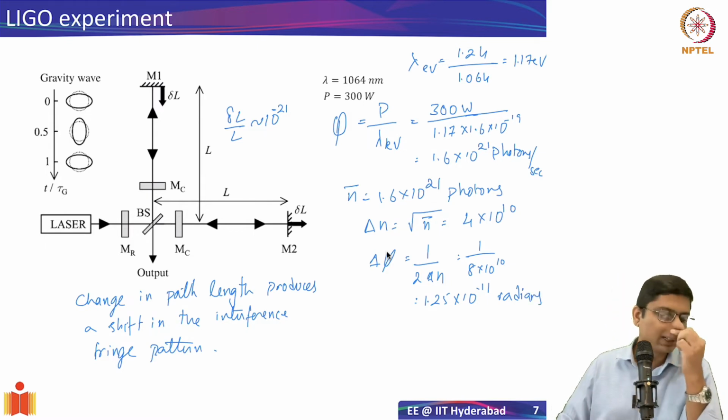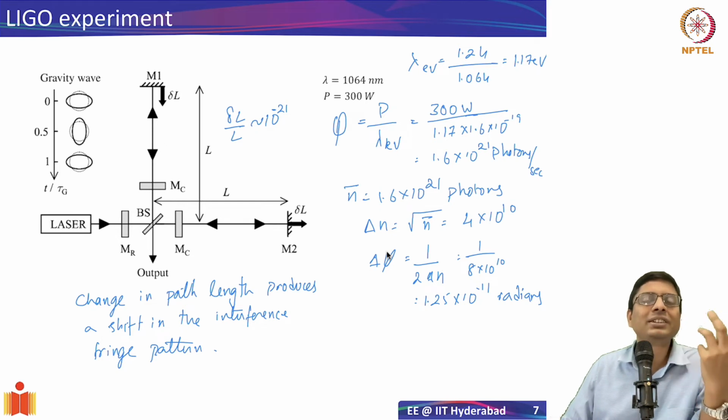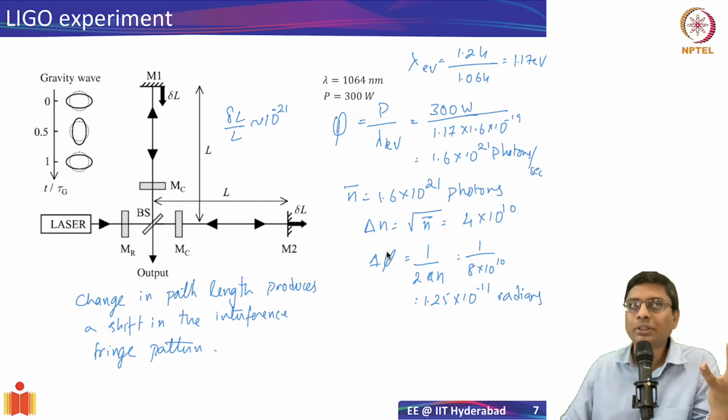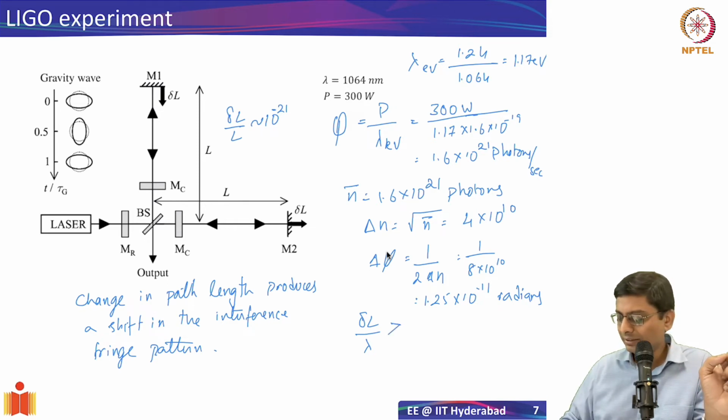Now the question is, if this is my uncertainty in the phase that we can have from the source, the phase change that is introduced by my delta L should be greater than that. So delta L by lambda, with respect to lambda, delta L is some shift that is introduced, my change in this. That should be greater than delta phi, where delta phi divided by 2 pi corresponds to a shift of lambda. So my delta L that we can measure with this is going to be how much?